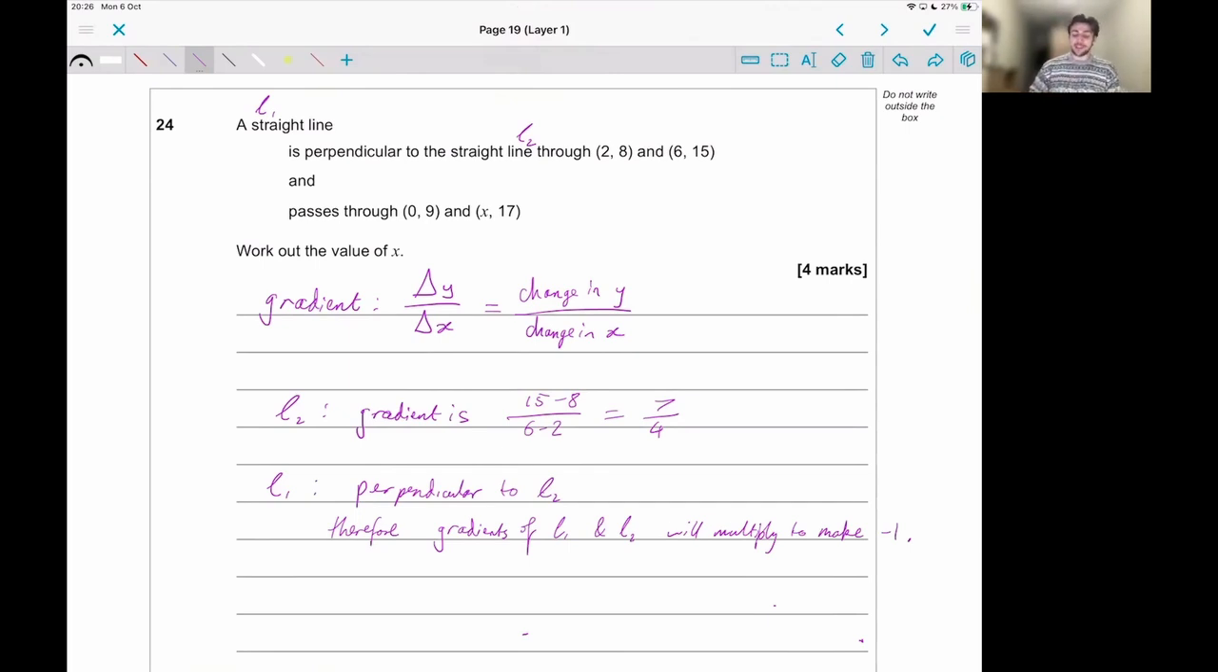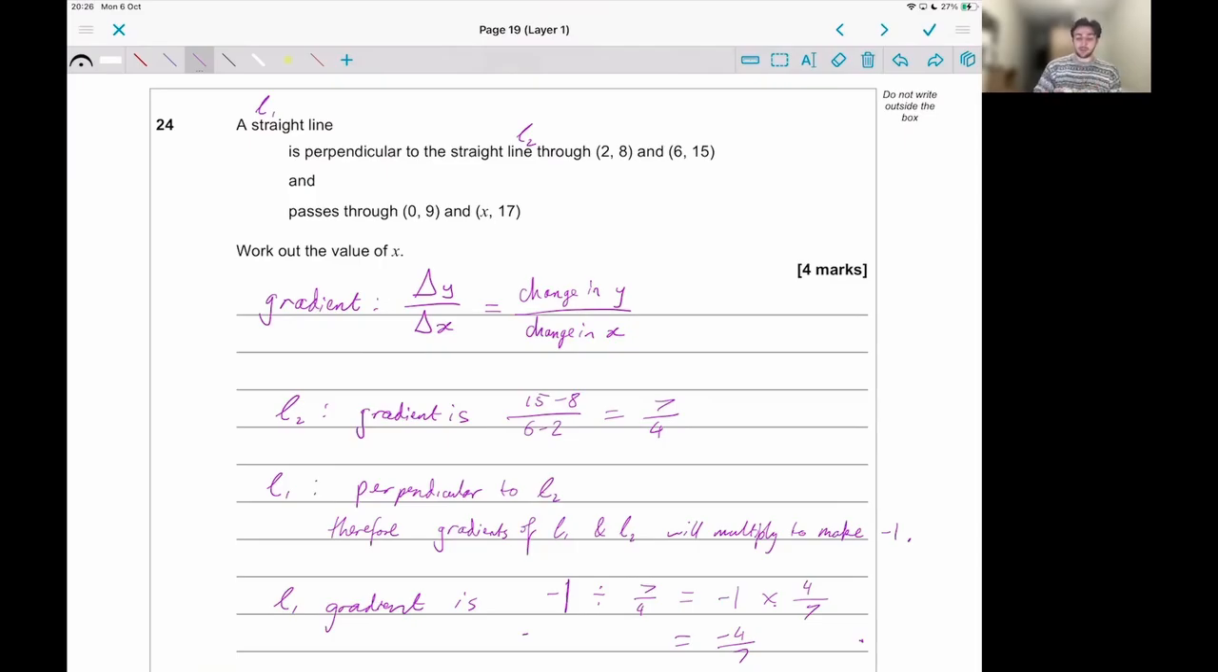So if L2's gradient is 7 over 4, then L1 gradient is going to be -1 divided by 7 over 4. When we divide by a fraction, that's the same as timesing by its reciprocal, by flipping it. So -1 times 4 over 7, which is just -4 over 7. So the gradient of L1 is -4 over 7.